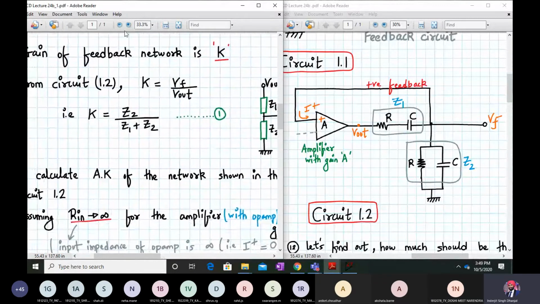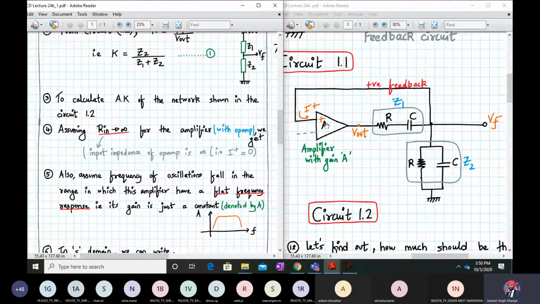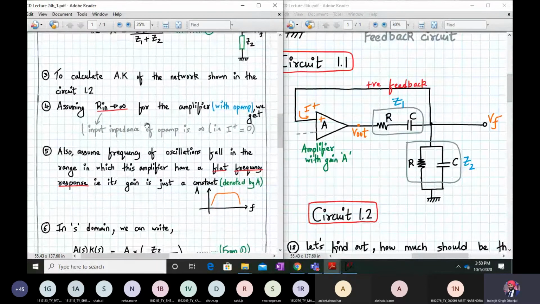Okay, thank you. So now we will proceed ahead. To calculate the loop gain, that is A into K, remember, A is the gain of the amplifier, and K is the gain of the feedback network. To calculate the product A into K, we need to assume that the input impedance of this amplifier, that is the op amp, is very high, and we know for a fact that the input impedance of an op amp is extremely high. Also the bias current, that is I plus, is almost equal to 0. So the input impedance is already high, so this assumption is very valid.